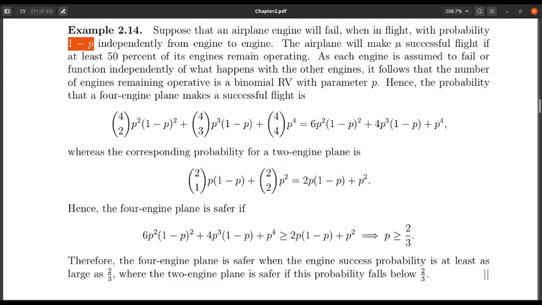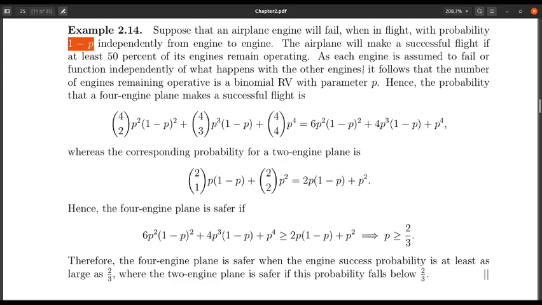The aeroplane will make a successful flight if at least 50% of the engines remain operating. So that means that if I have a two-engine aeroplane, then if at least one of them works, the aeroplane will fly without any problem.